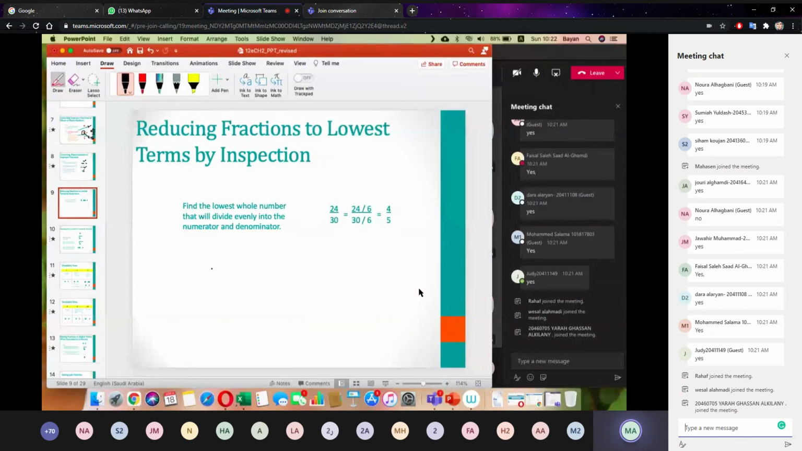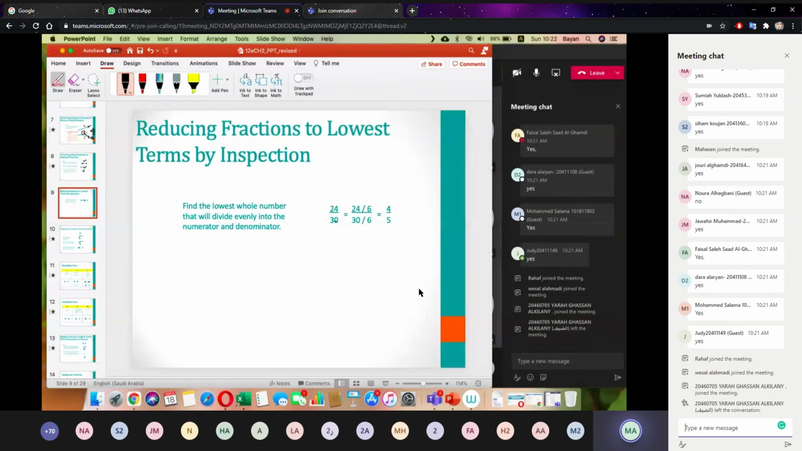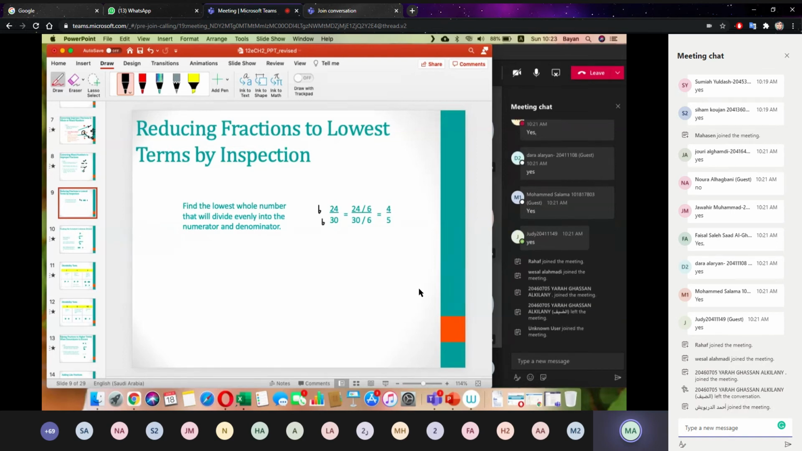So now we're gonna reduce fraction to lowest term by inspection. So here we have 24/30. We're gonna reduce it to the lowest term. So we find value that we can divide both numbers here, 24 and 30, by this value to reduce it to the lowest term. So here 24, can we divide it by what? We can divide it by number 6. And also 30 here we can divide it by 6. So when you divide 24 by 6 will give you 4. Here if you divide 30 by 6 will give you 5.